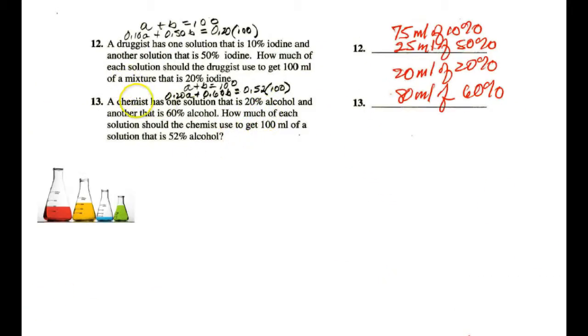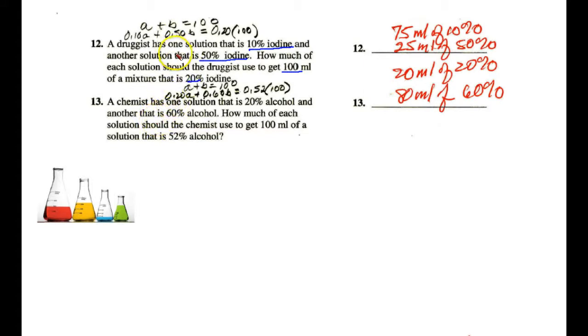Now, both these are similar. So as we do them, we'll show you the similarity. A druggist has various solutions, 10% iodine and a 50% iodine. How much of each solution should the druggist use to get 100 milliliters of a 20%?